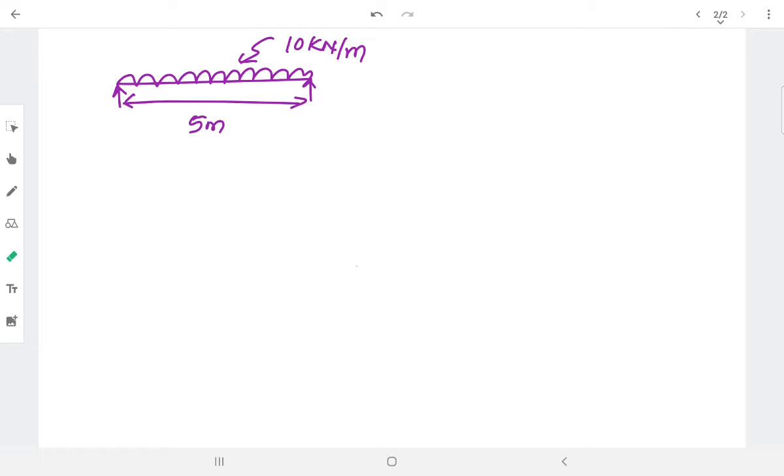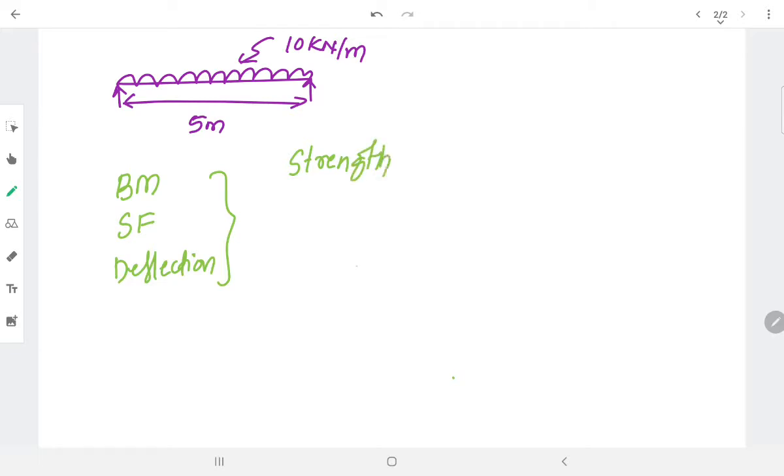Design is nothing but fixing the dimensions as well as resisting the moment, whatever moment is coming. Not only moment, we are finding solutions for bending moment, shear force as well as the deflection. As we have discussed earlier, three parts we have discussed, that is strength, stiffness and ductility.